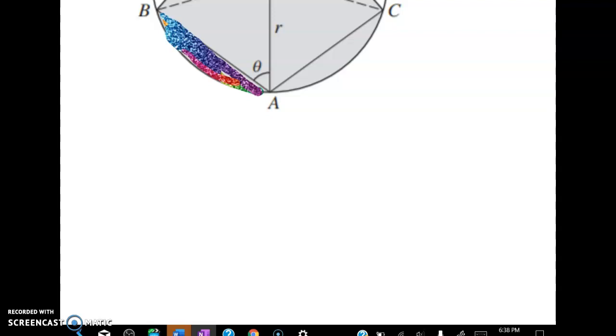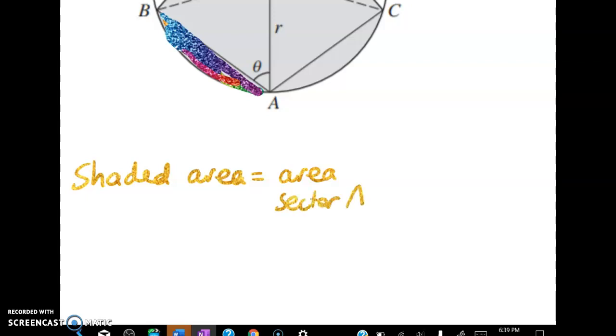So it's time that we started writing something down. Now this would be more nicely done on a piece of paper with worked solutions, but I know that some of you want to see how I do it. So shaded area equals area of sector ABC plus 2 lots of area of segment AB. So we're going to start on the sector first.